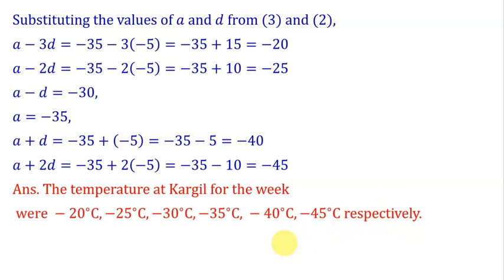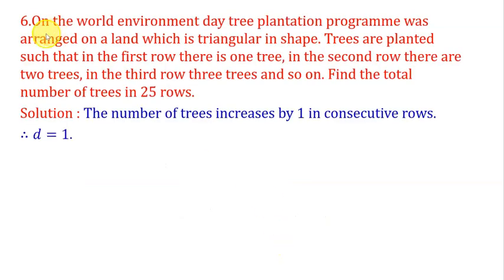Okay. Now next example. On World Environment Day, a tree plantation program was arranged on a land which is triangular in shape. Trees are planted such that in the first row there is one tree, in the second row there are two trees, in the third row three trees, and so on. Find the total number of trees in 25 rows.